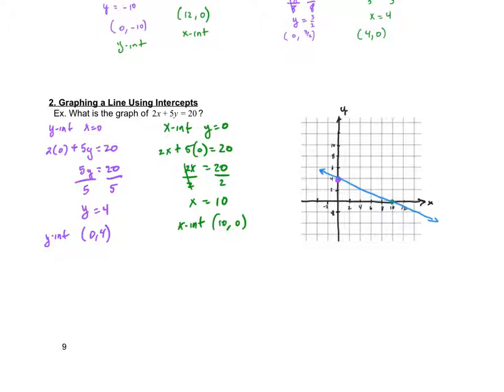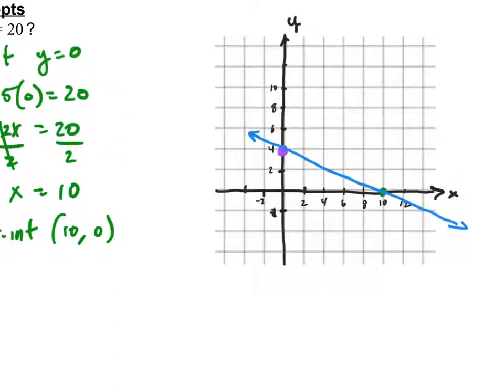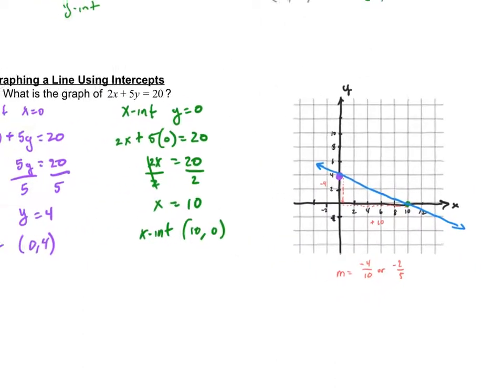And if you needed to later on, you could determine your slope. Not that it's asked us to right now, but we know that my slope is going to be my rise, which happens to be in this case negative 4, over my run, which is going to be positive 10. So I know that my slope m is equal to negative 4 over 10, or negative 2/5. So there you go.